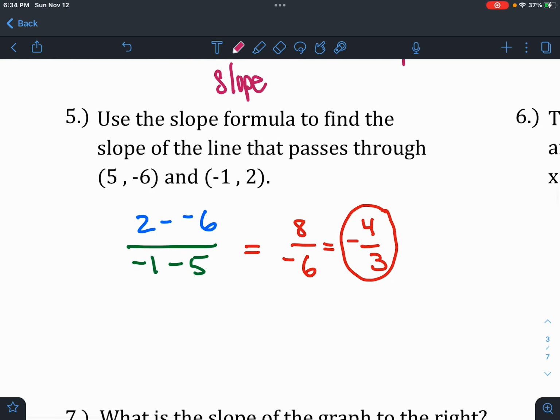Number 6, I have to use my slope formula, which is m equals y2 minus y1 over x2 minus x1 to find my slope.